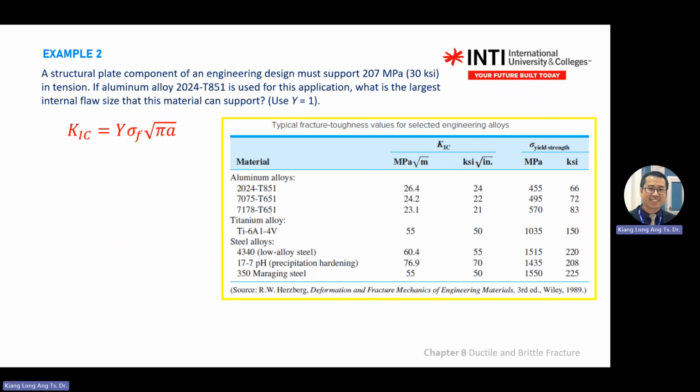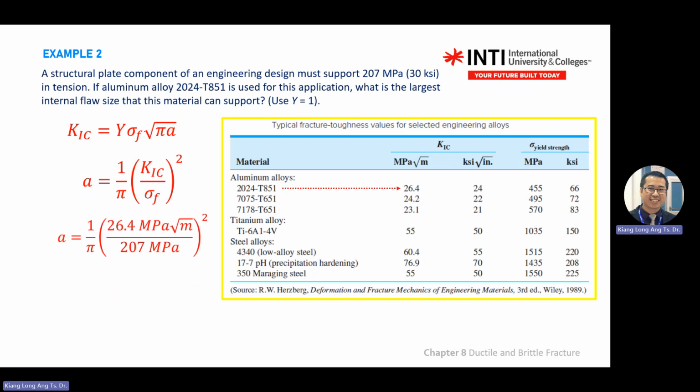What else? Y is 1. Yield strength is 455 megapascal. So you're using here, right? You're using here 455. Okay, so you're calculating A. You're calculating A, so you need KIC, you need the failure stress. Okay, sorry, the stress it must support. You don't read the yield, you read the 207.